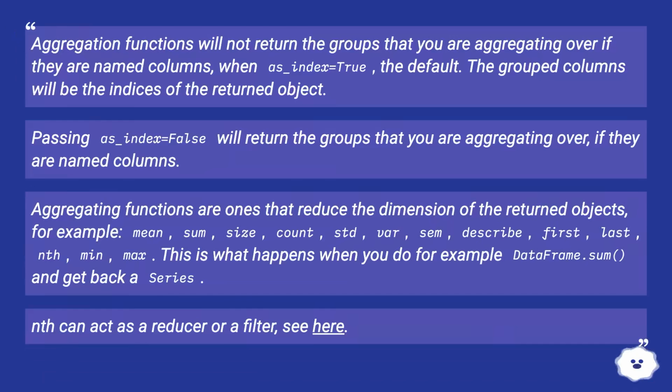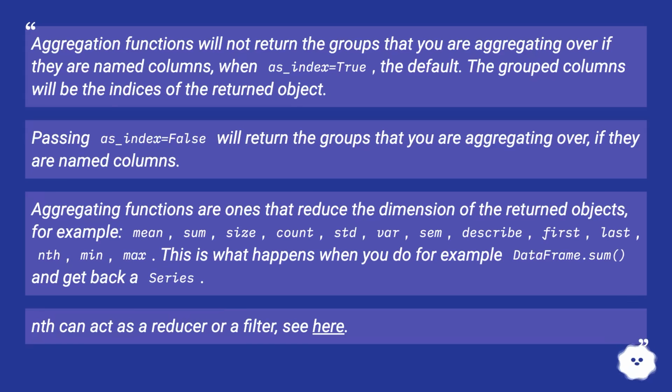Aggregation functions will not return the groups that you are aggregating over if they are named columns, when as_index=True, the default. The group columns will be the indices of the returned object. Passing as_index=False will return the groups that you are aggregating over, if they are named columns.